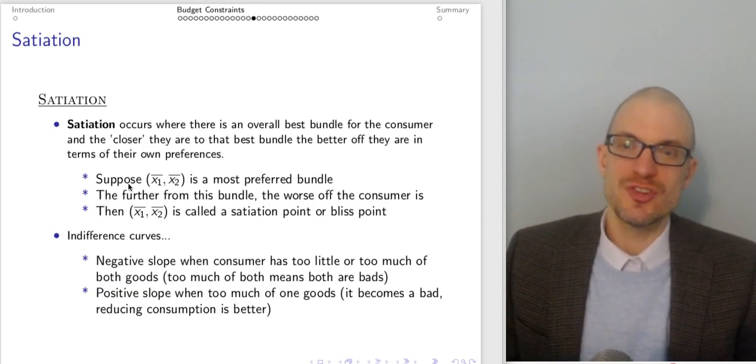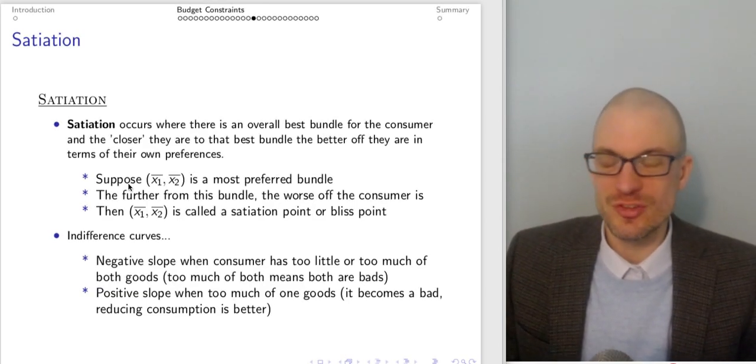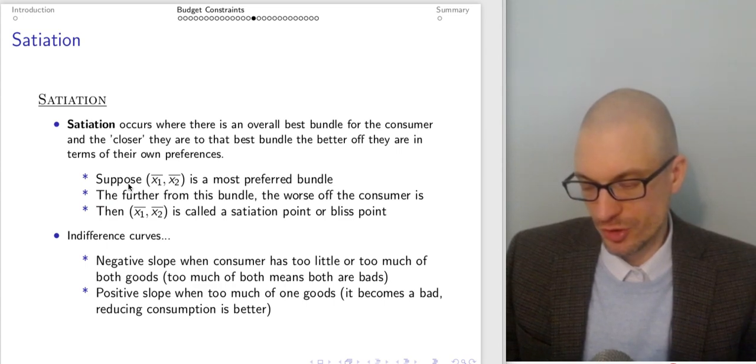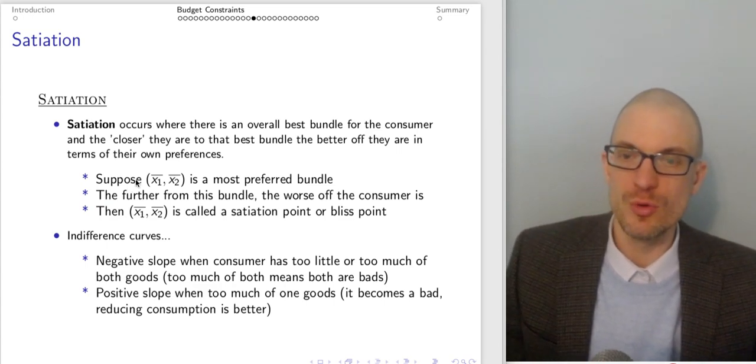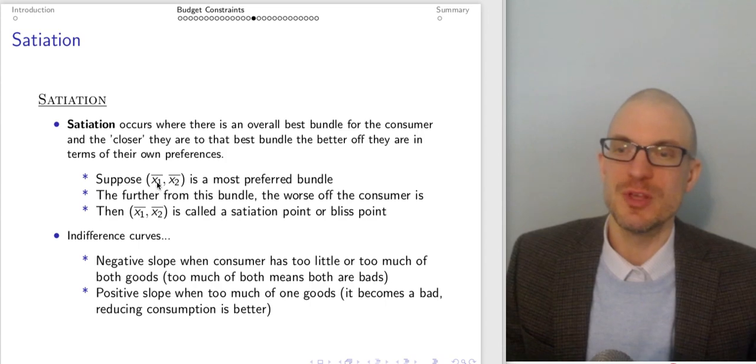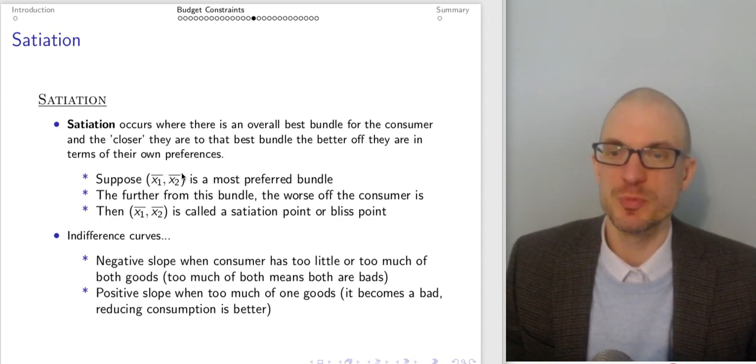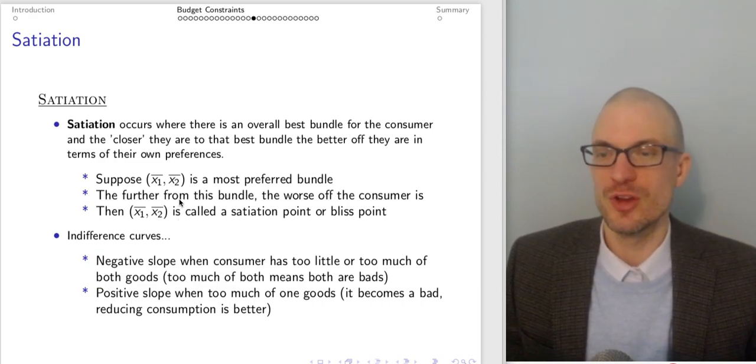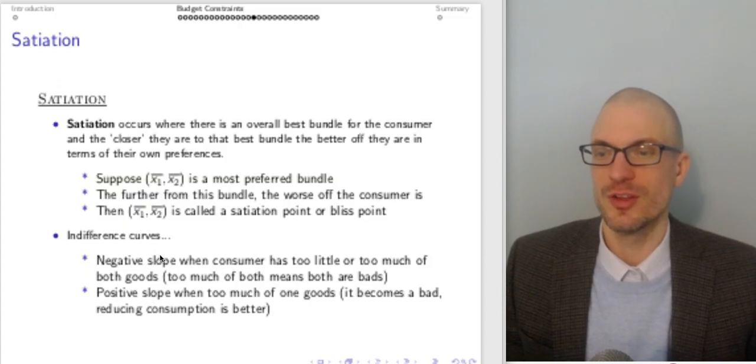Then we'll talk about satiation. We're typically going to assume away satiation. We're going to assume there are no bliss points, no points of satiation. This would be, suppose you have some most preferred bundle, and then the further away you get from this bundle, the worse the consumer would be. So this would be a situation like this. I'll talk about that in a second.